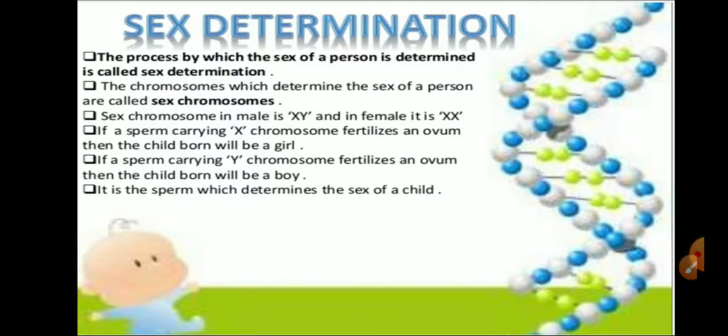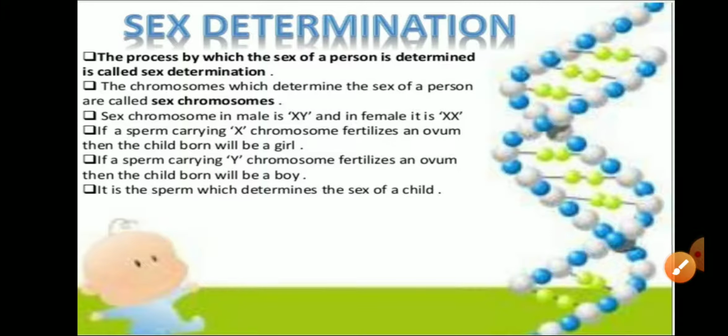Next we have sex determination. It's also a very important topic. The process by which the sex of a person is determined is termed sex determination. As you know, in males the sex chromosomes are XY. Out of the chromosomes, we have 22 pairs of autosomes and one pair of sex chromosomes. In females, the sex chromosomes are homozygous, that means similar, represented by XX.